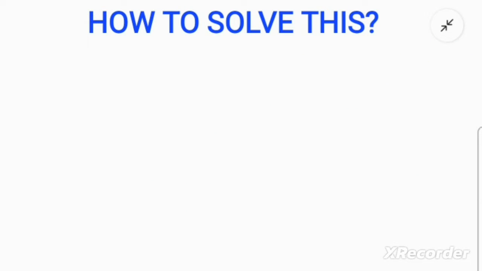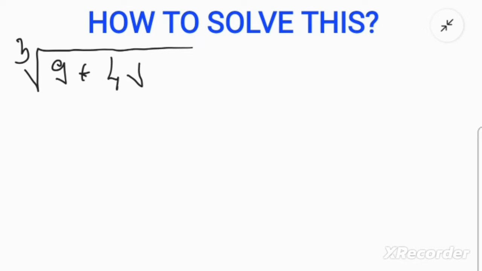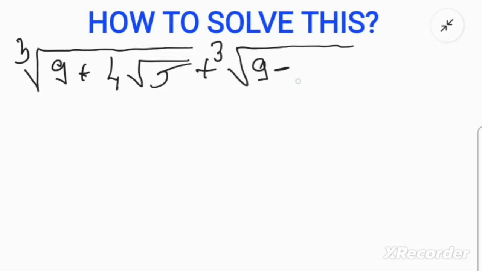Today we are going to show that the cube root of 9 plus 4 root of 5 plus the cube root of 9 minus 4 root of 5 equals x, which is a rational number. So, in order to demonstrate that our x is a rational number, we are going to use this formula.